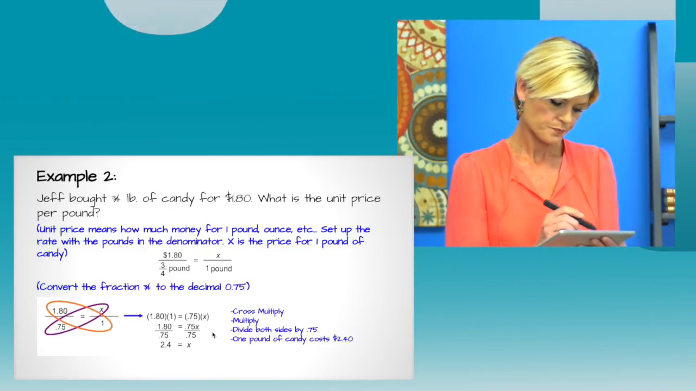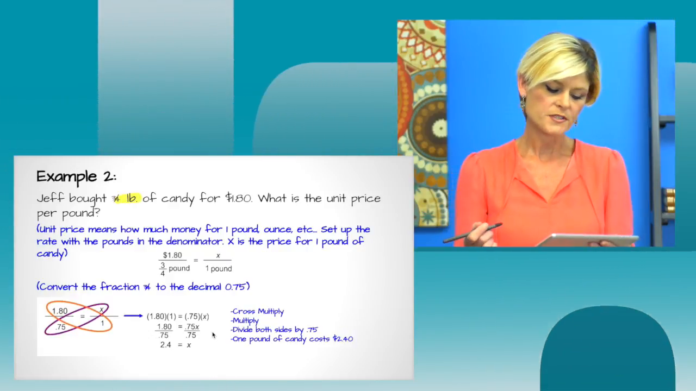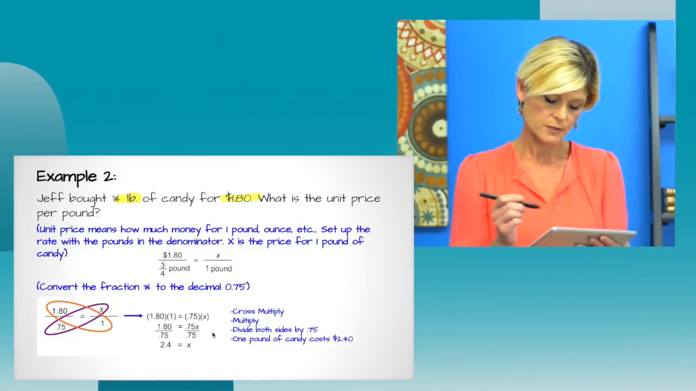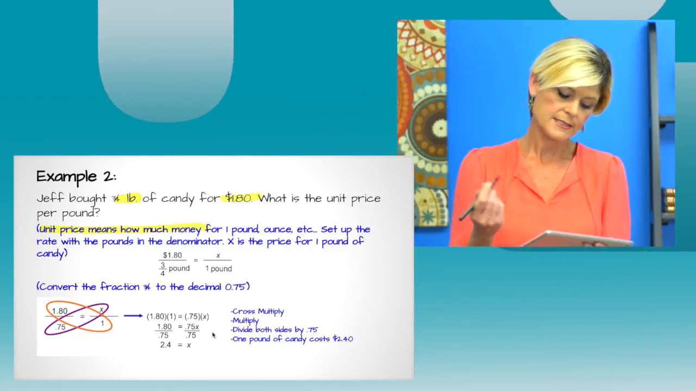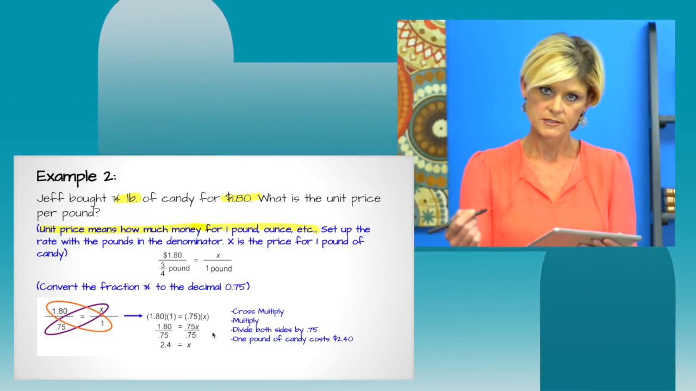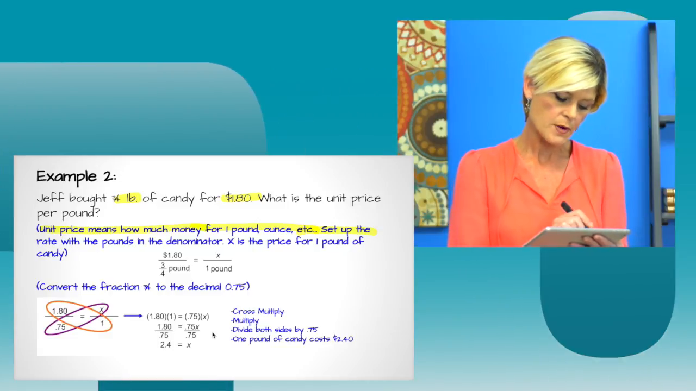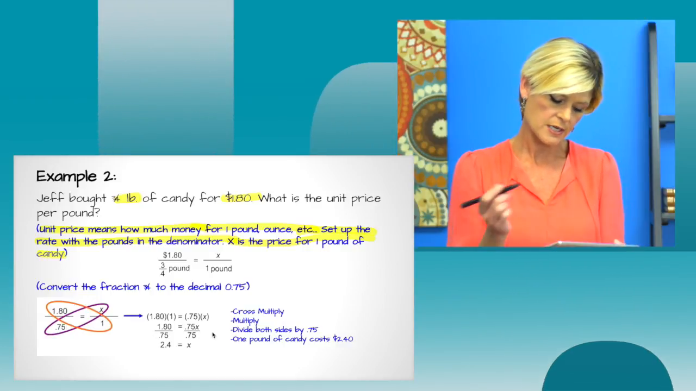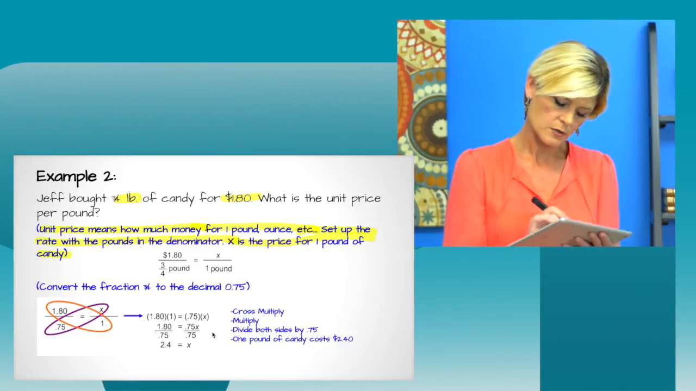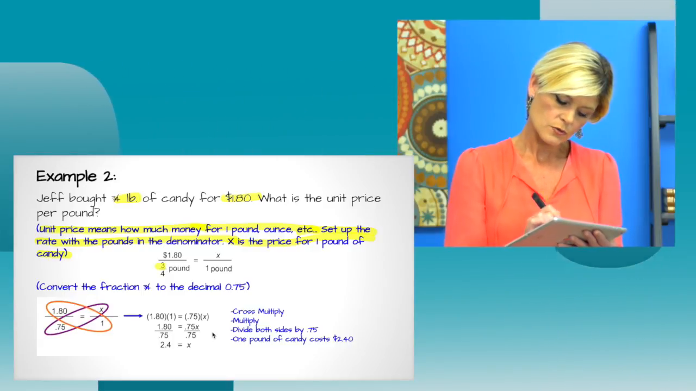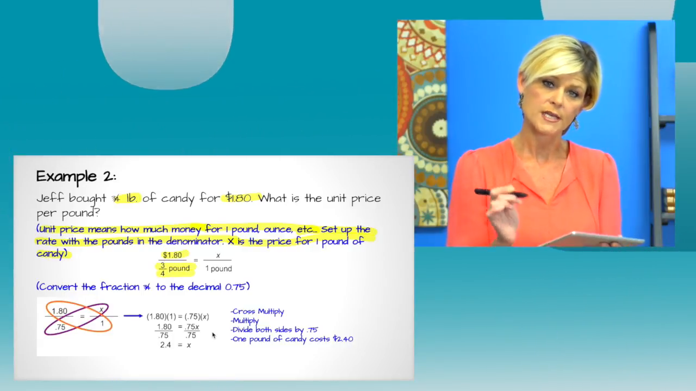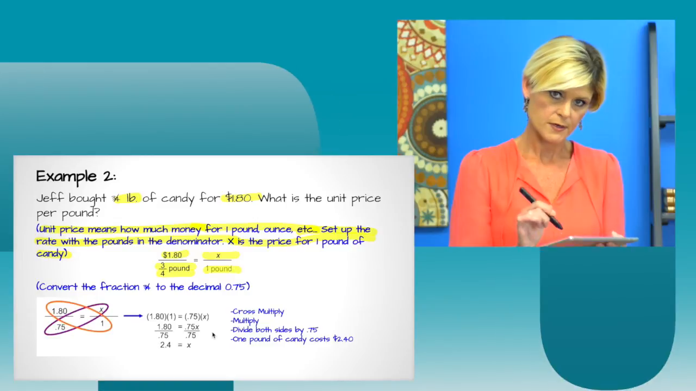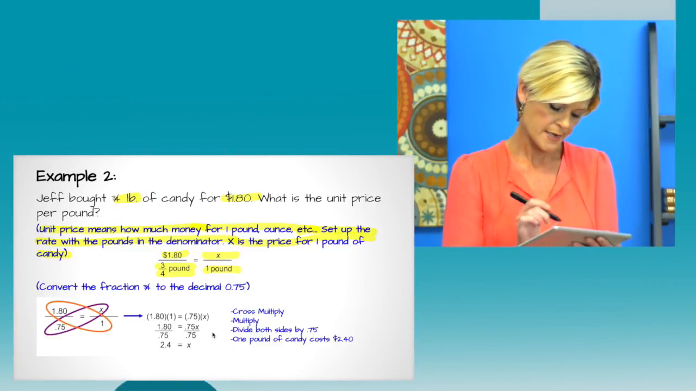Let's take a look at another example. Jeff bought 3/4 of a pound of candy for $1.80. What is the unit price per pound? Okay, remember, unit price means how much money for 1 pound, ounce, etc. Now, what we're going to do is set up the rate with the pounds in the denominator. X will be the price for 1 pound of candy. Because we know, and let's take a look at how I've written it out here, that 3/4 of a pound costs $1.80. So what I don't know, my variable X, is in the numerator over 1 pound, because I'm trying to find my unit rate or unit price.